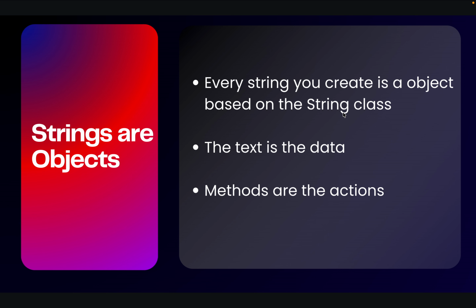So as we covered in the last video, strings are objects that belong to the string class that's built into the Java language. So the text is the data, while your methods are the actions. So the methods will be doing some sort of action on the text or the string.